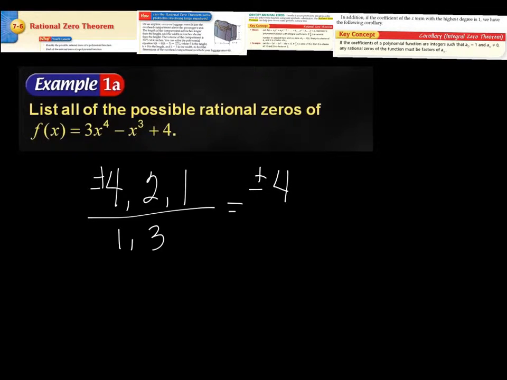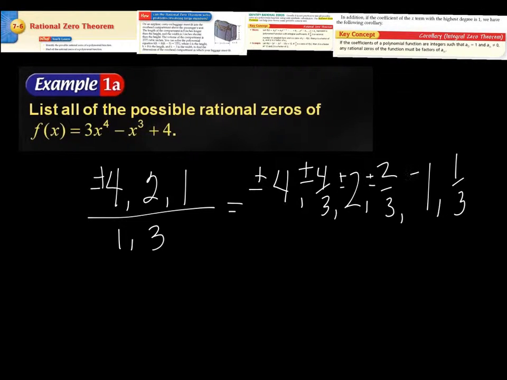List all the possible rational zeros of 3x to the fourth minus x cubed plus 4. So we want all the factors of 4, so 4, 2, 1, and they can be positive or negative, over all the factors of 3, well, that's a short list. So we could have 4 divided by 1, or 4 divided by 3, 2 divided by 1, or 2 divided by 3, and 1 divided by 1, or 1 divided by 3. And all of these, of course, could be plus or minus.